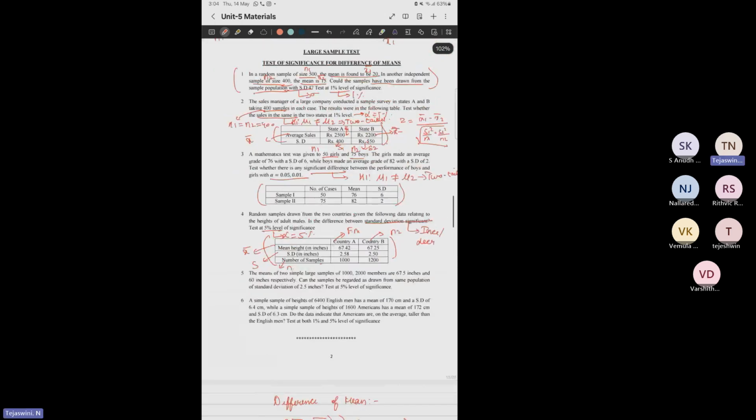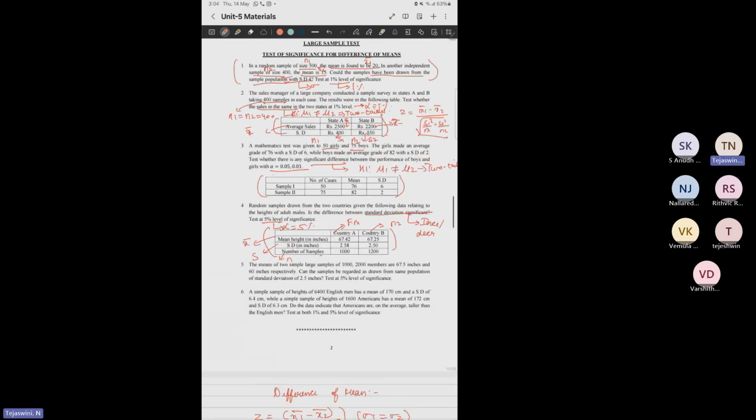Okay, so n1 and n2 is given to us. They have given whatever data is given in the box. So n1 and n2 is given, the mean is given, x1 bar and x2 bar is given, and then the standard deviation, that is s1 and s2, is given. Substitute in this formula, and then we'll get the value of Z.